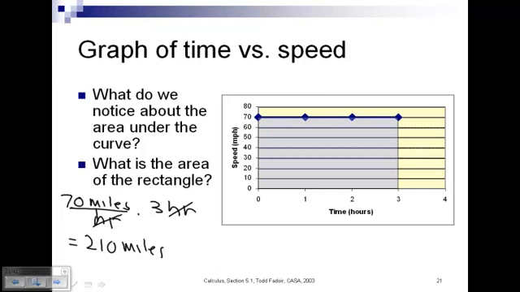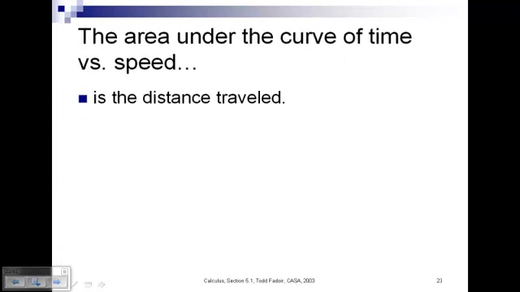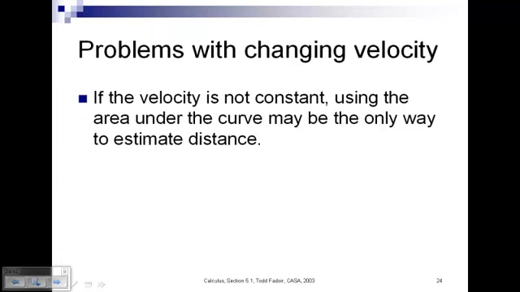What we need these techniques, the LRAM, the RRAM, the MRAM techniques for, is what happens when the velocity is not constant. When the velocity is nice and constant, 70 miles an hour, it's an easy problem. You can do it without doing anything graphical.